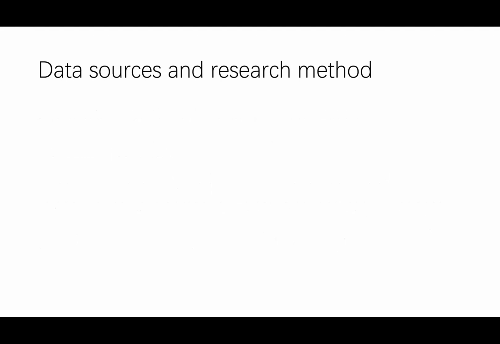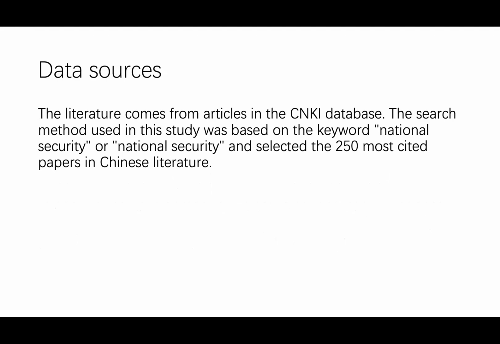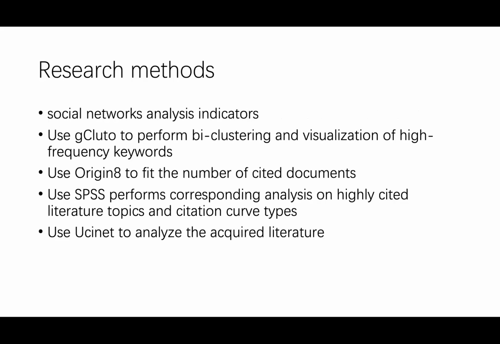Firstly, the data source and the research method. I found the data from the CNKI database, and I gathered the keywords, the authors' names, the institutions and the cited authors based on the keywords national security and national security concept. And finally, I select the 250 most cited papers in Chinese literature. The research methods include social network analysis indicators. I also use Gephi to perform the bicluster analysis, and I use SPSS to perform the corresponding analysis of highly cited literature topics, and other methods.